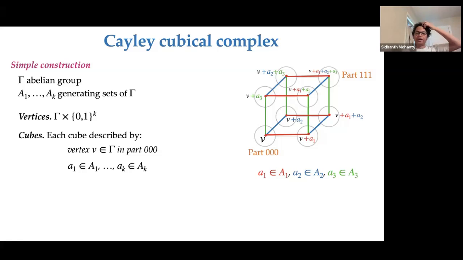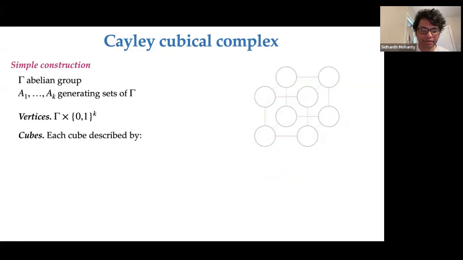Okay, so what's the takeaway here? If I tell you a single vertex V, and if I tell you k generators, then that actually automatically gives you a cube just due to the abelian nature.